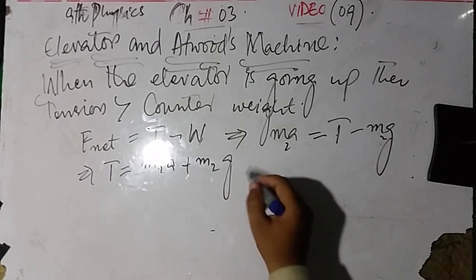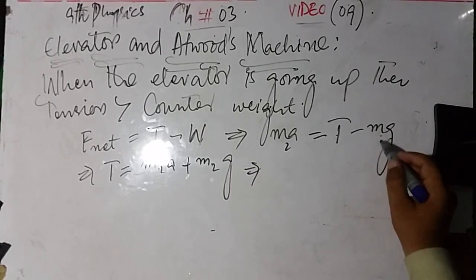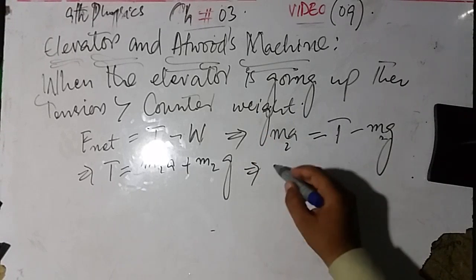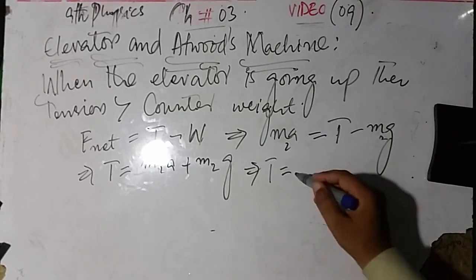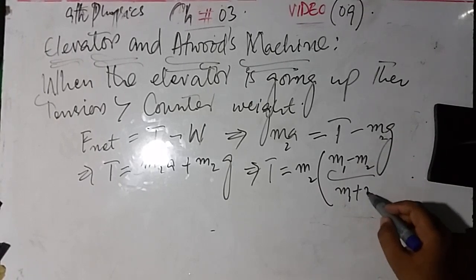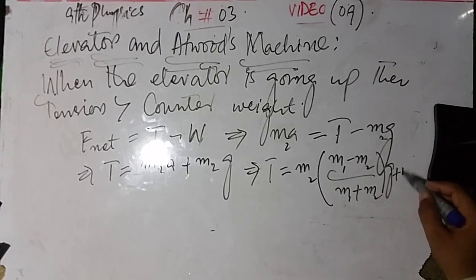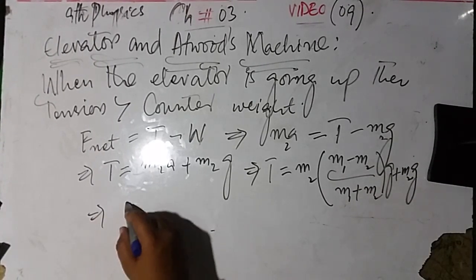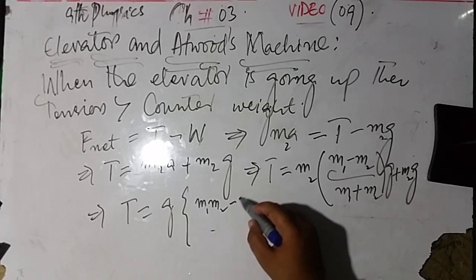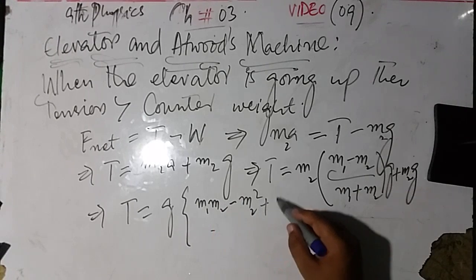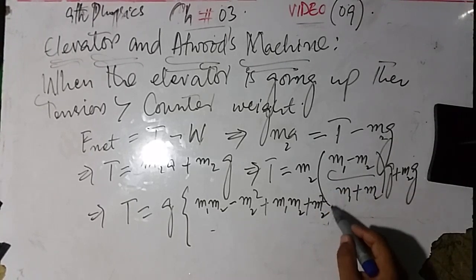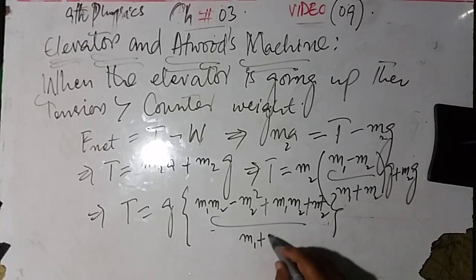Now here is the weight of m2, and the acceleration produced due to the net force will also be m2a. So putting the values, tension equals m2a, with a having value m1 minus m2 divided by m1 plus m2 multiplied by g, plus m2g. Taking g common, we get m1m2 minus m2 square plus m1m2 plus m2 square, all multiplied by g divided by m1 plus m2.